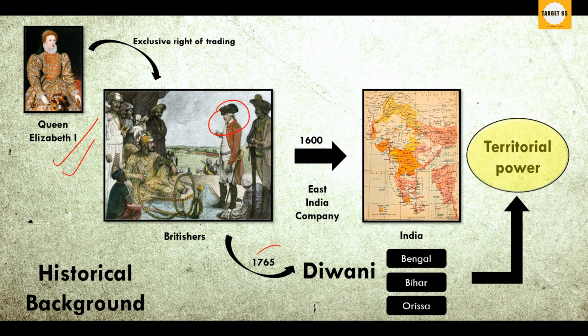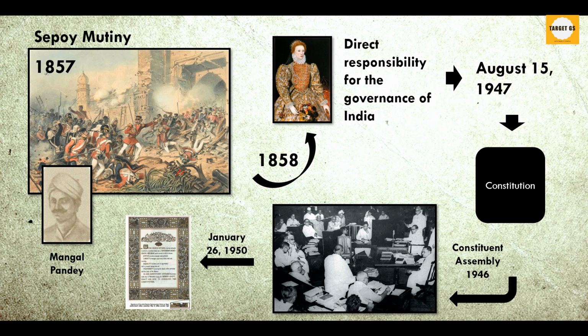And in the year 1765, the company, which was mainly dealing with trading functions, obtained the Diwani rights of Bengal, Bihar and Orissa. Here the word Diwani means rights over revenue and civil justice, and this led to the birth of territorial power. And we all know that in the year 1857 there was a revolt popularly called the First War of Independence or the Sepoy Mutiny. And in the year 1858, after the Sepoy Mutiny, the British Crown assumed direct responsibility for the governance of India. And this rule continued until India was granted independence on August 15, 1947.